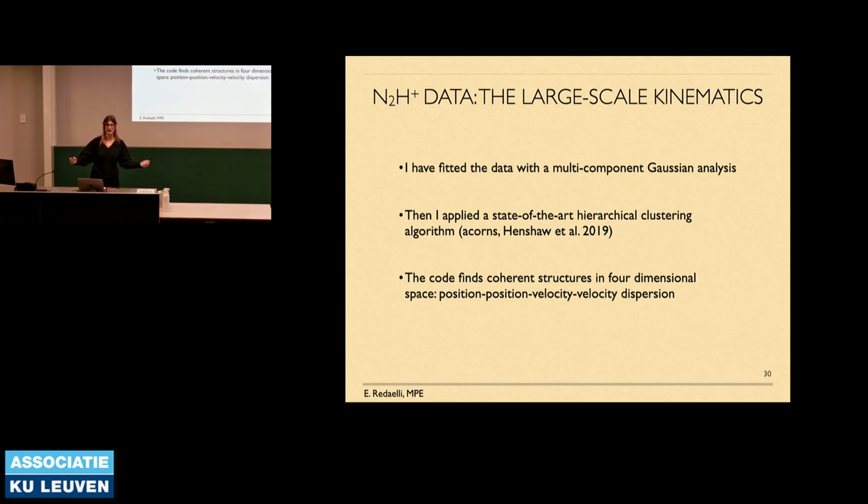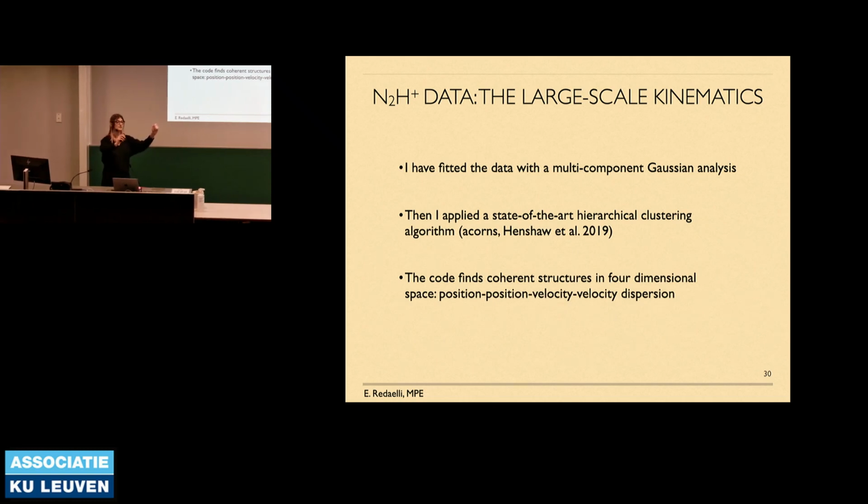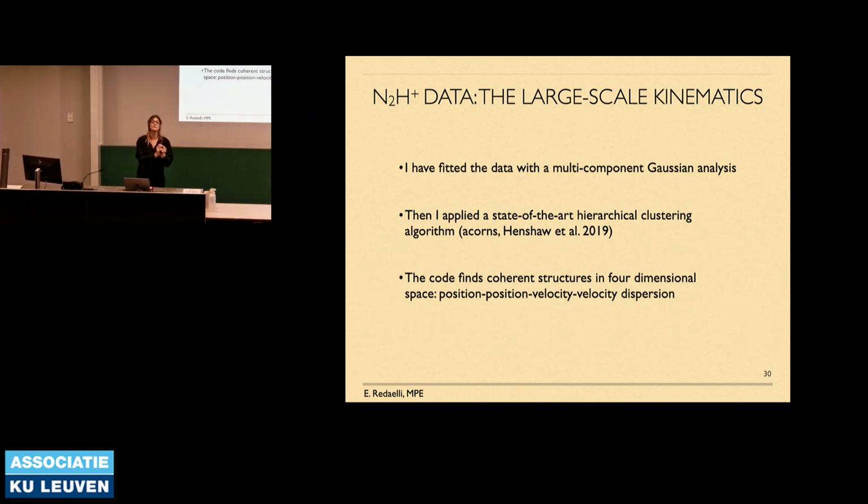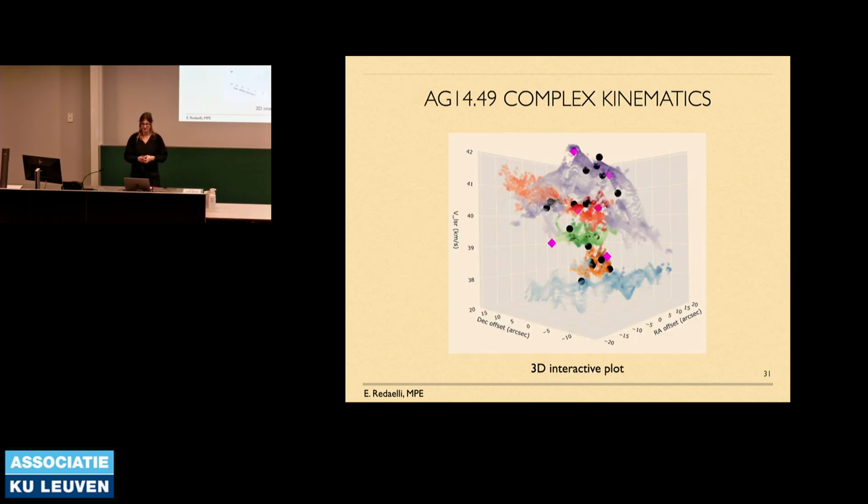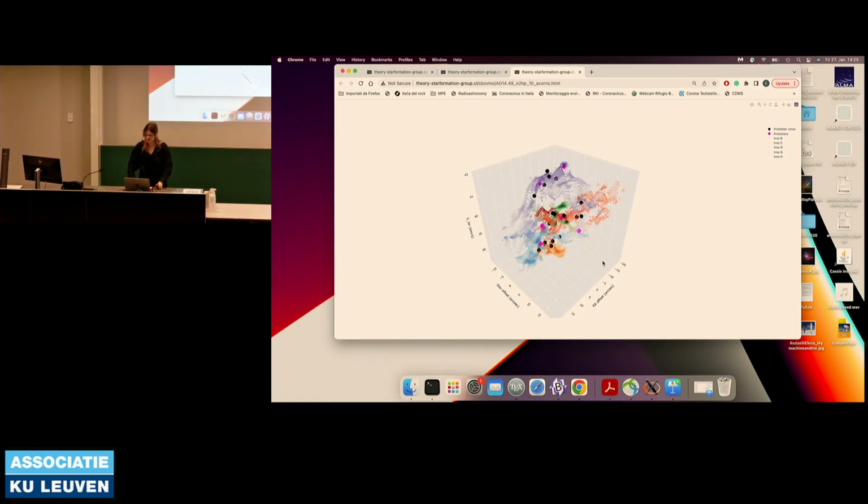So a friend-of-friend kind of code, which basically you give it a number of points and it will group them based on closeness, in position, so RA and Dec, in velocity, and in velocity dispersion. The goal of this code is to reconstruct the hierarchical structure of your source, okay? And I hope you find this as cool as I find it. So this is the result.